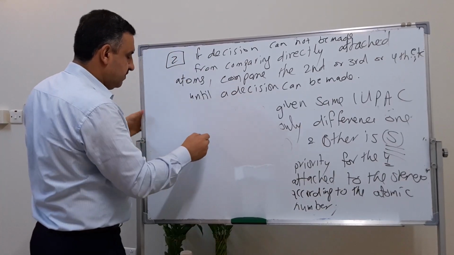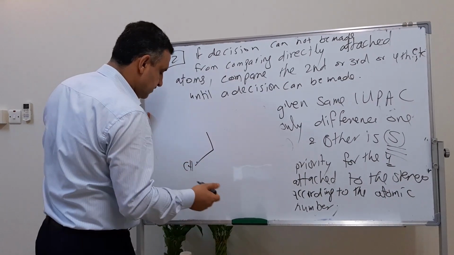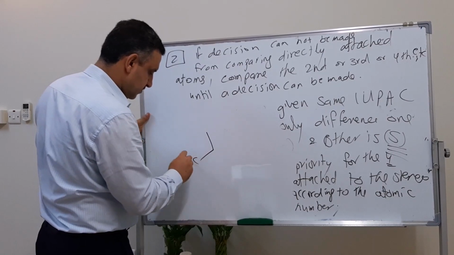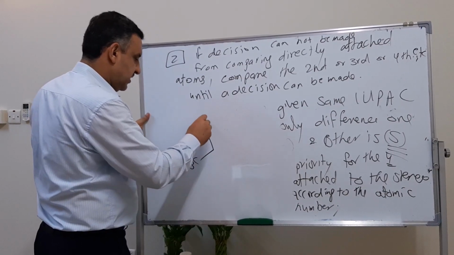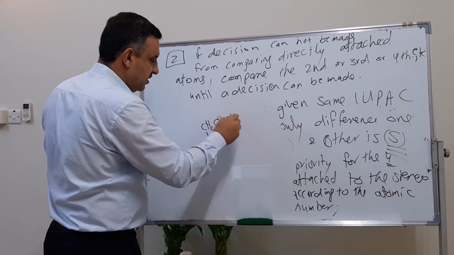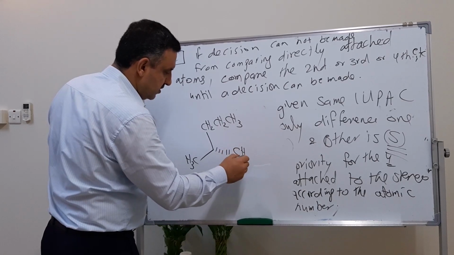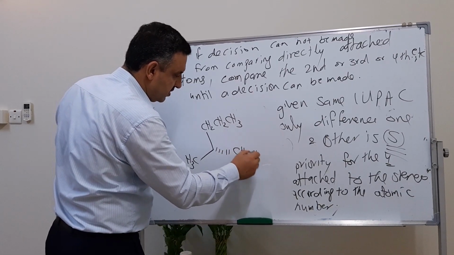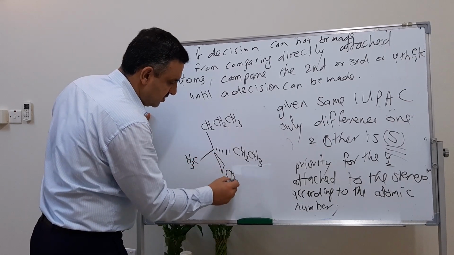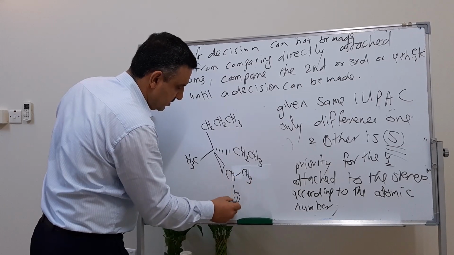For example here, CH3, CH2 CH2 CH3, CH2 CH3, CH3 and then CH3.